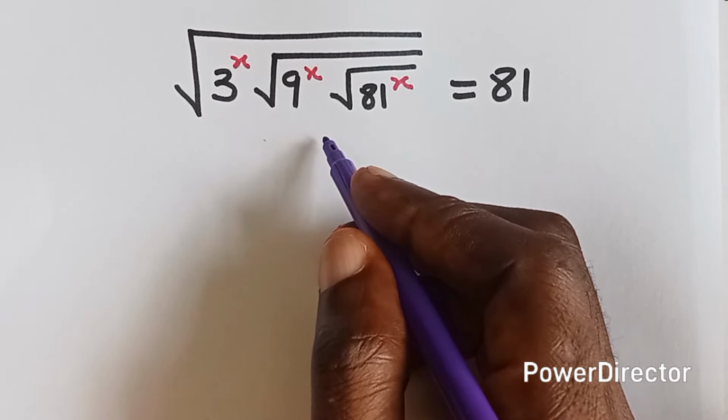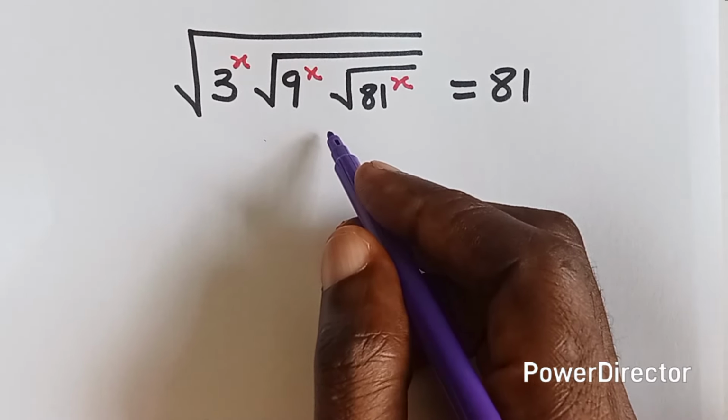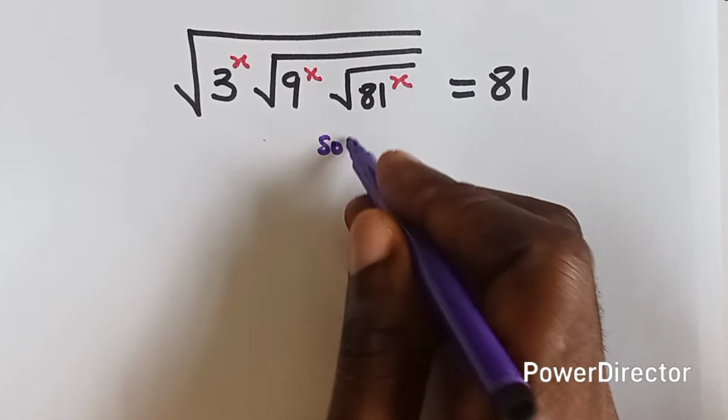Let me quickly show us how to solve this nested radical equation. Alright, solution.